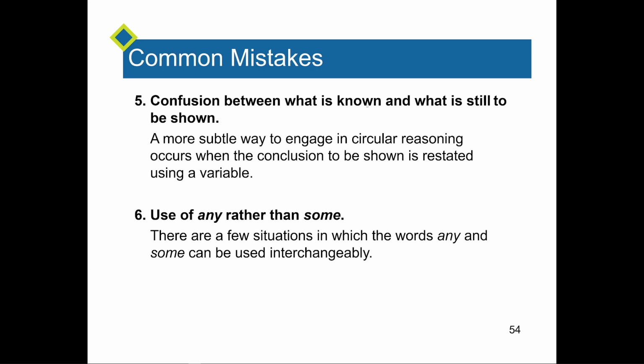Confusion between what is known and what is still to be shown. So if you're using the fact that the sum of two even integers is even, don't go and try to prove that in the middle of whatever you are actually proving, right? If you're using it, then use it, right? But don't go and reprove anything inside there that doesn't have any effect on what is our conclusion.